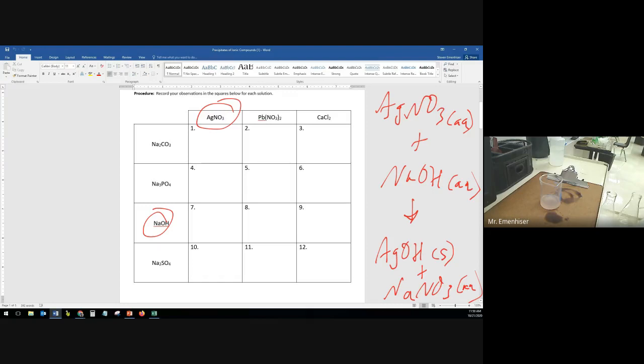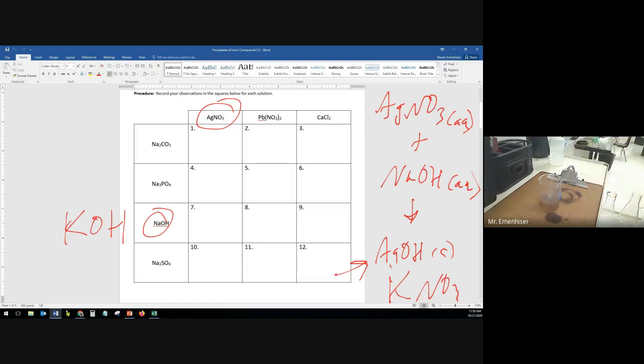So it'll be a spectator ion. So let's get the hydroxide. Oh, I forgot to mention, I used KOH. So we're actually mixing KOH and AgNO3. And so what we are going to be ending up with is still silver hydroxide, but we're going to be making KNO3 instead, which doesn't matter. But I didn't have sodium hydroxide, so I used potassium hydroxide instead. So let's see what we get.